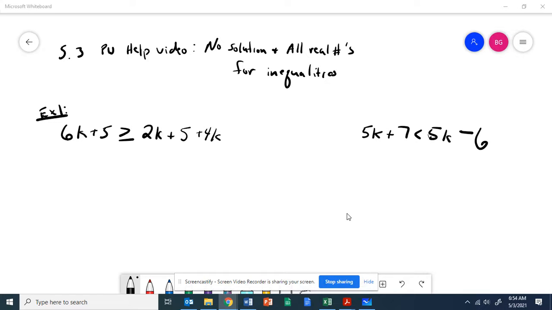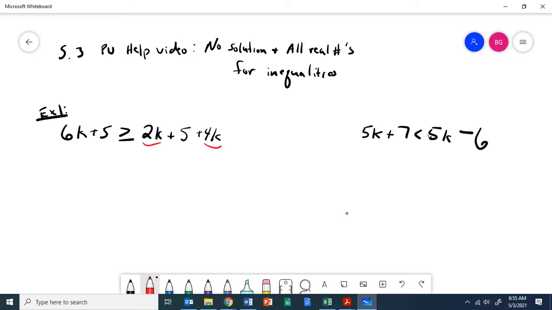Okay, so in this video, I'm going to show you how no solution and all real numbers come up in inequalities. Okay, so with this, when we see example number 1 here, you're going to solve like you normally would for a one variable inequality. So I'm going to go ahead and, on the right hand side, I need to combine like terms.